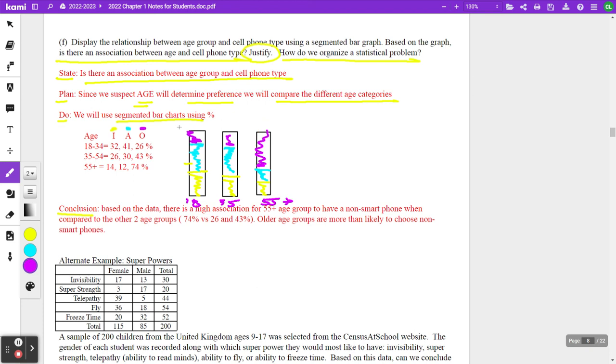Let's look at it. If we look at this, out of 100%, the purple grows as we get older. So based on the data, there's a high association for 55 plus age groups to have a non-smartphone. This is from a while ago. They had flip phones and all those different things. So they like to choose non-smartphones when compared to the other two age groups. Older age groups are more likely to choose non-smartphones. That's an association. Their age is associated with what phone they use.